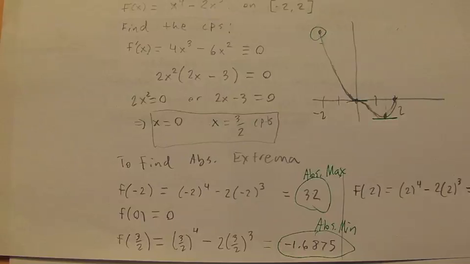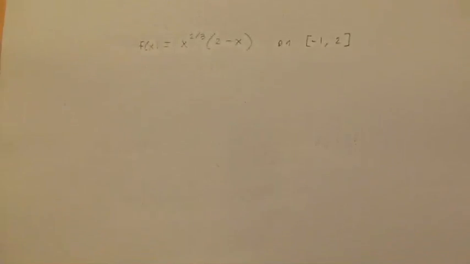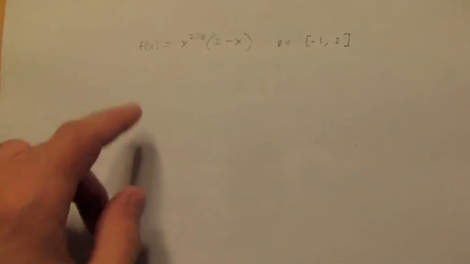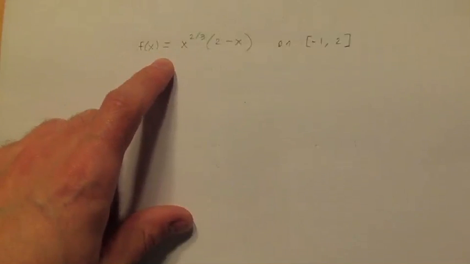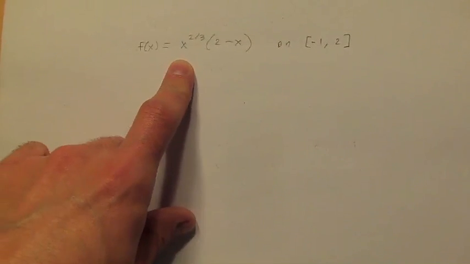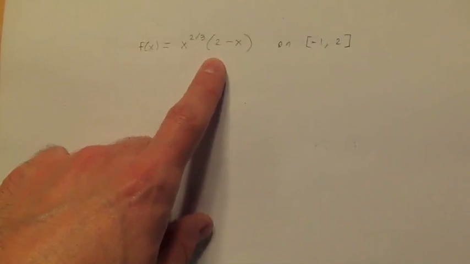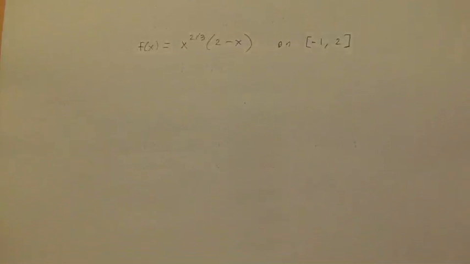Okay, let's look at another example. We're going to do the same thing here. We're going to try and find the absolute max and absolute min of this function here, f of x equals x to the 2/3 all times 2 minus x.